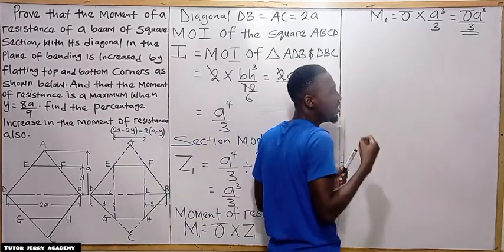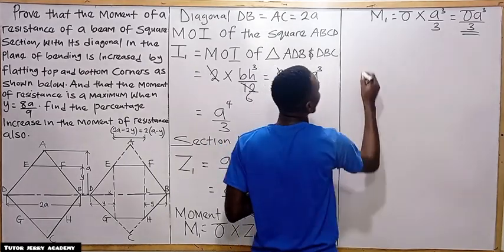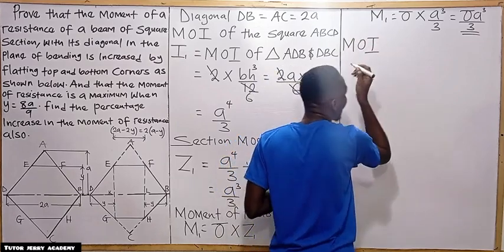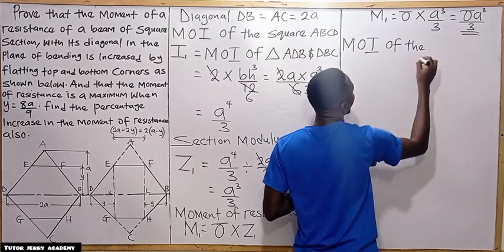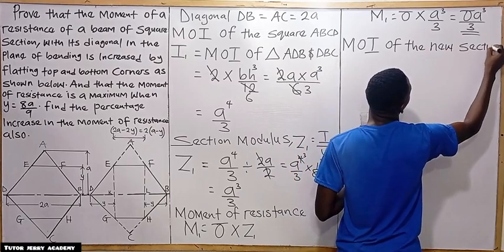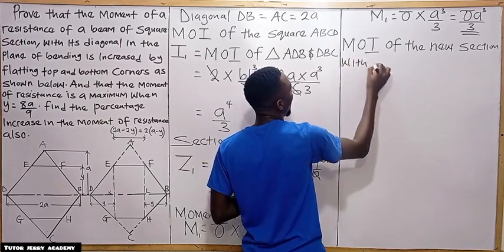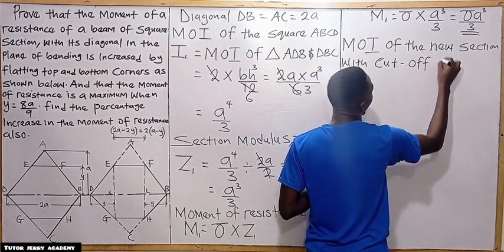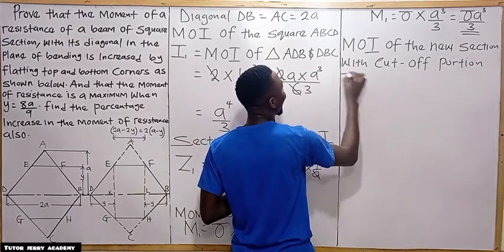So I will need to write it: moment of inertia of the new section with cutoff portion. All right, so we can replace that with I2.